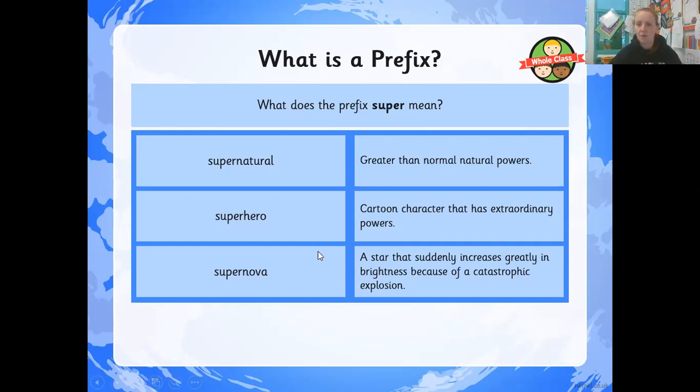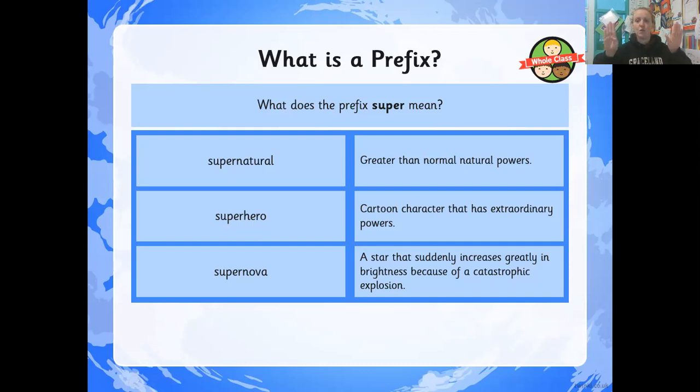A superhero. Well, a hero is somebody that does something really good. That's the root word. But by adding on super, they're not just any old hero. They have extraordinary powers. They do something more extraordinary than just a normal hero. That's interesting. Supernova. Okay, well, nova is a word you might not know on its own, but it is a word, a root word.